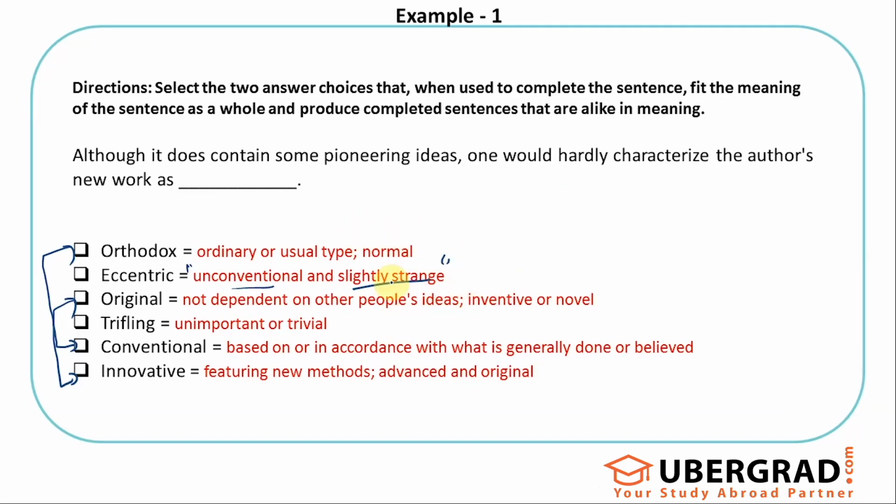Eccentric and trifling are individual words which have no relation with other words. Maybe you can argue trivial, normal stuff links to orthodox and conventional, but I don't see that as good a pair as these two will make. So now let's get to the next step. Read the sentence. Although it does contain some pioneering ideas, pioneering is like coming up with new and original stuff. So here again see the pivot word is although, right? It does contain some new ideas. Let me replace it with simple words, new and interesting, innovative ideas.